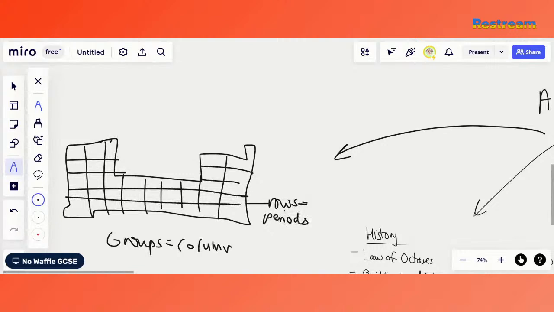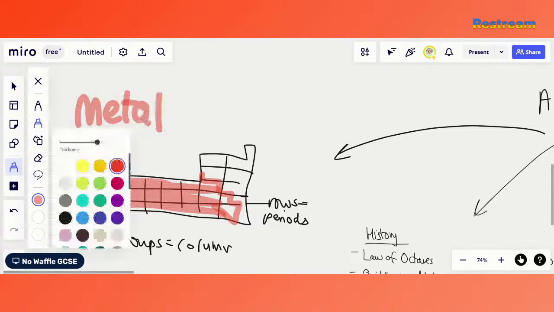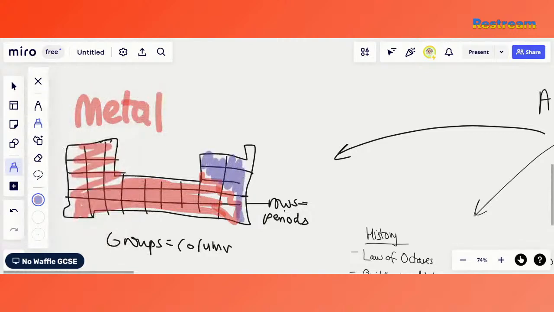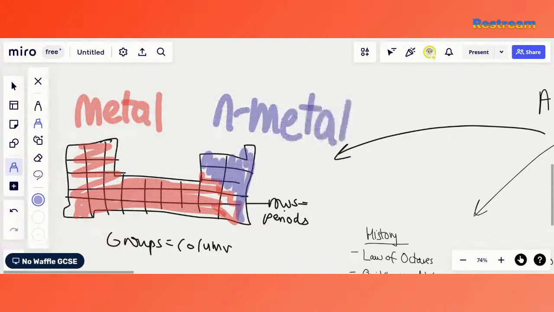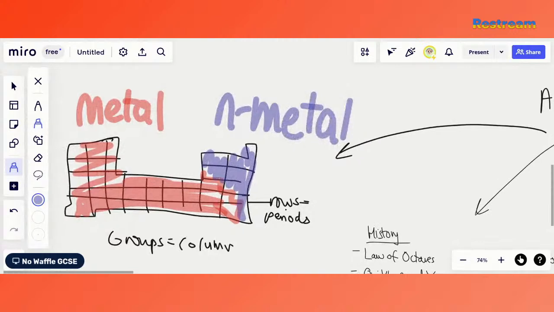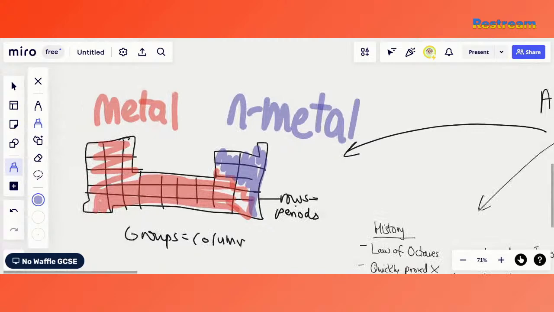Now we definitely see a split. Over here is the staircase. So every element on the left side of the staircase is what we call a metal, and every element on the right side of the staircase is what we call a non-metal. Now, an easy way to remember this is that there are a lot more metals than non-metals, therefore metals will always have the advantage over the periodic table.